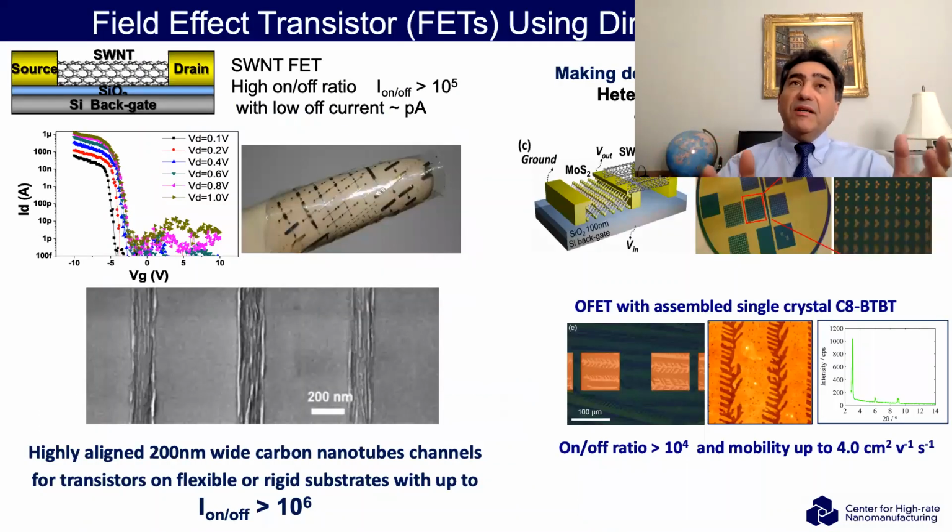In terms of the transistors, for example, we have done carbon nanotube-based transistors with aligned carbon nanotubes. You can go up to 10 to the 6 on-off ratio. We have done heterogeneous materials. We've done inverters using single-wall carbon nanotube as the P type, and molybdenum disulfide 2D material as the N type. And we also have done organic electronics using single crystal organic semiconductor, which is C8BT.